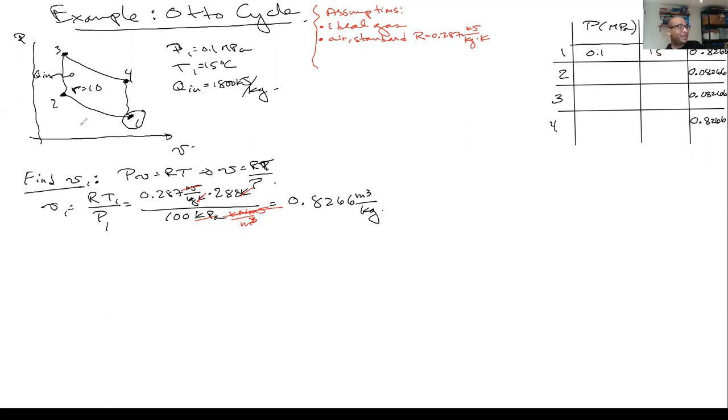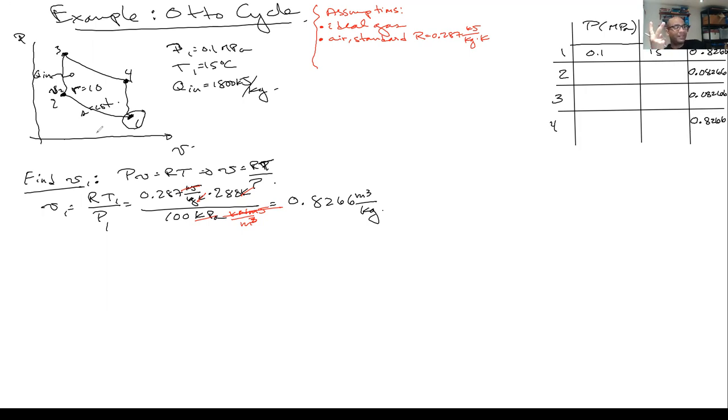I know something about the path. I know that along this path, S is equal to a constant. And I know something about the end state: the volume at two is 1/10 of the volume at one. So I actually know V2. I know V2 because I know V1, or I should say I know the specific volume at two. Turns out you don't need the actual volume, so I don't need to know how big this cylinder is, if it's a huge cylinder or a tiny cylinder. Okay, so I know two things at one end of the thermodynamic path, right?